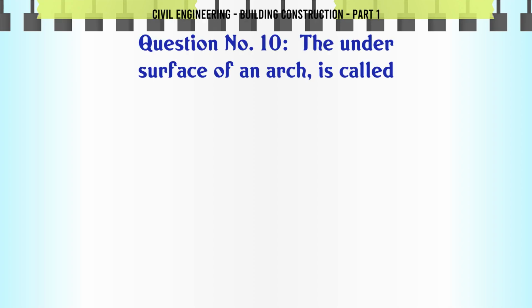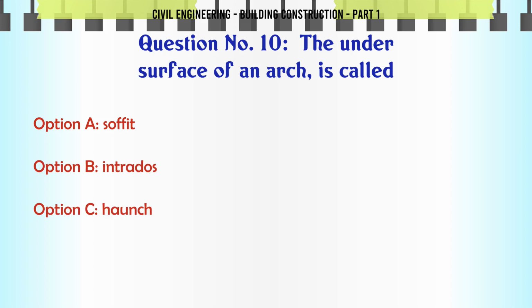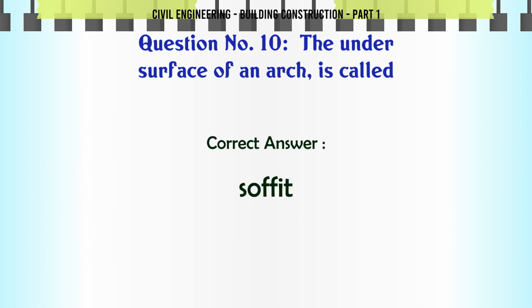The undersurface of an arch is called A. Soffit. B. Intrados. C. Haunch. D. Back. The correct answer is soffit.